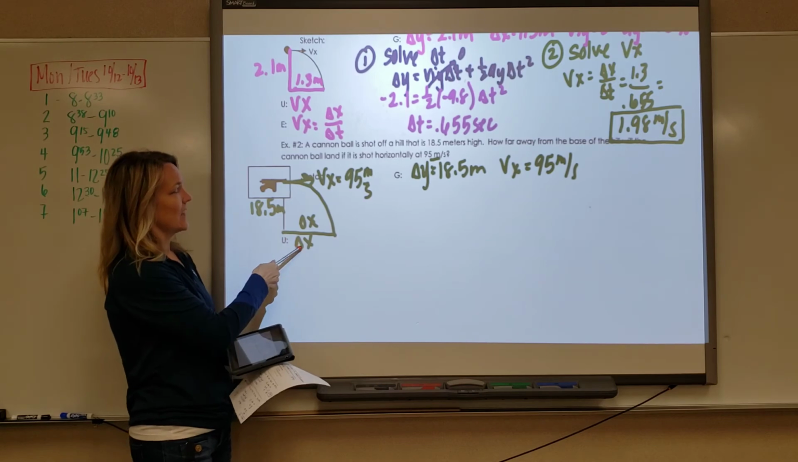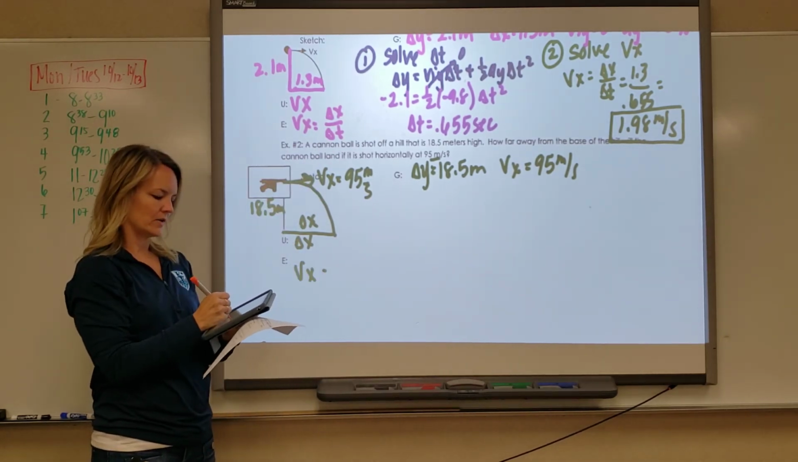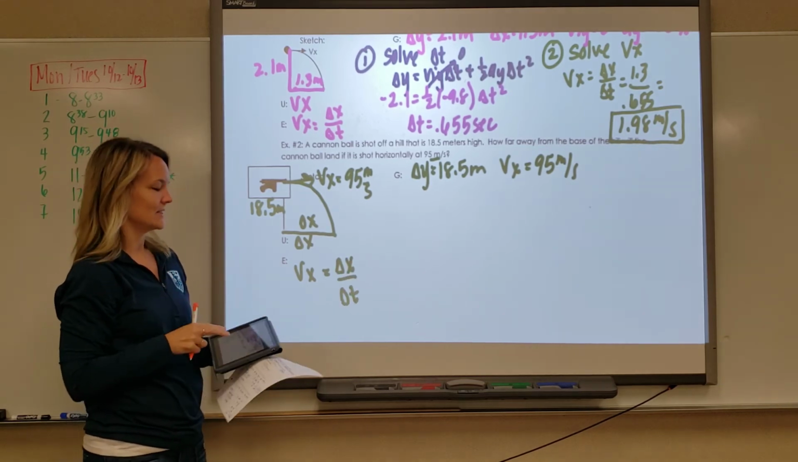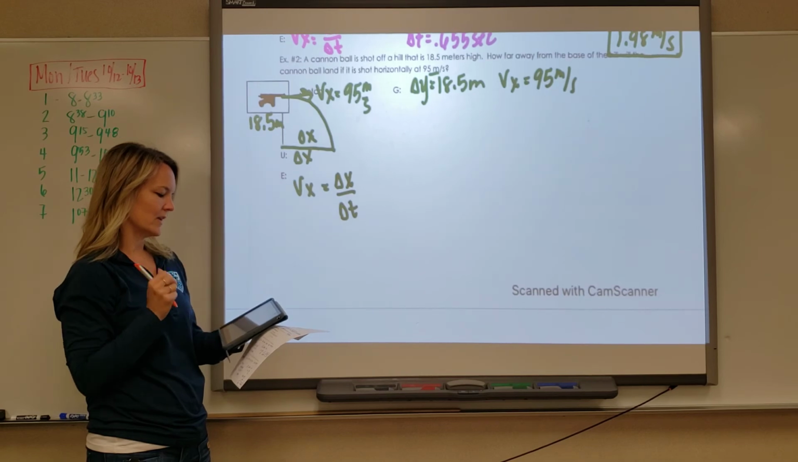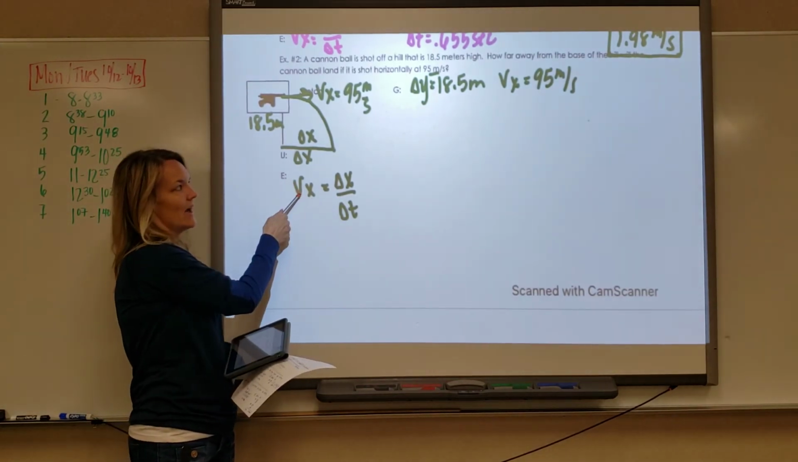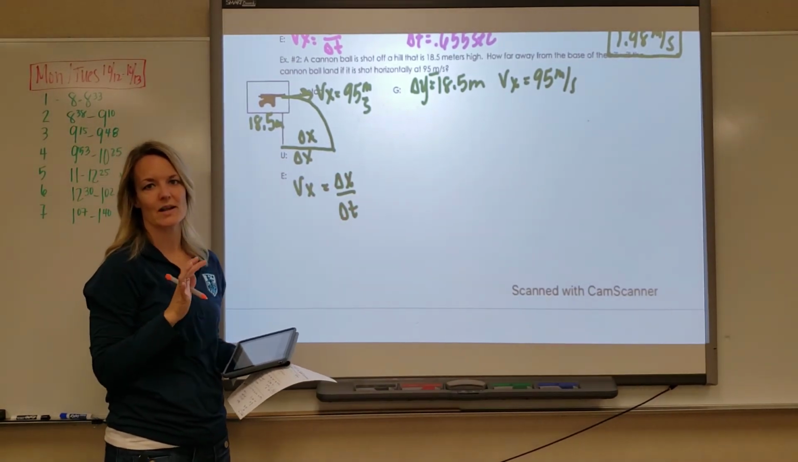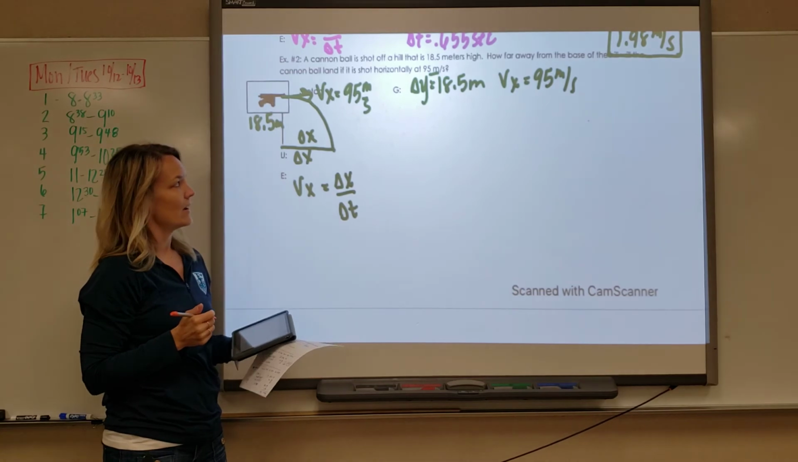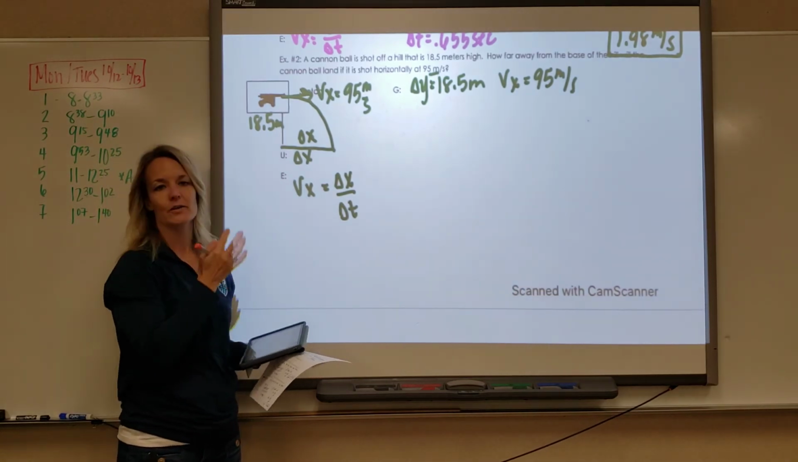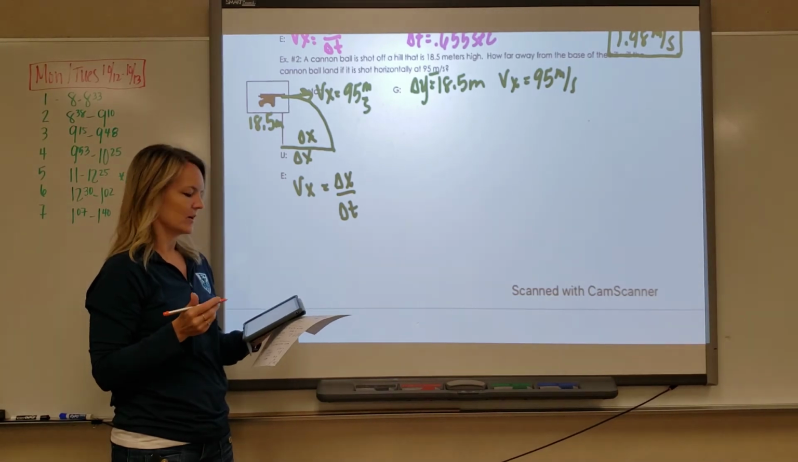I'm looking for delta x. Once again, in the x direction, that is the only equation: vx equals delta x over delta t. It is the only equation that's going to work. But in order to solve for delta x, I need vx, which I have, but I also need delta t. So we're going to do kind of the same process, and we're going to solve for t using the height, and from there, we're going to be able to solve for delta x.